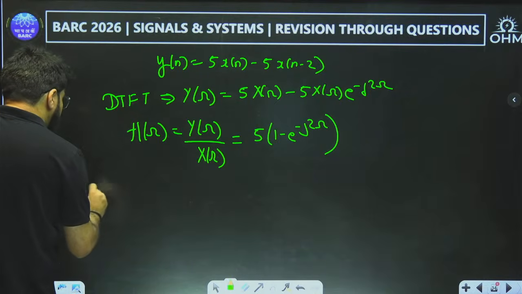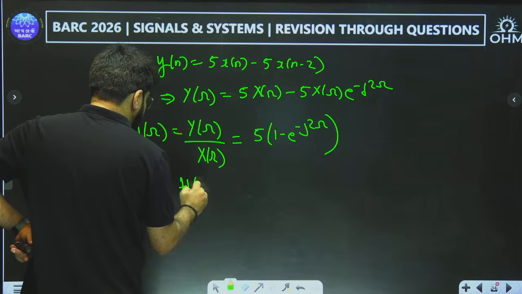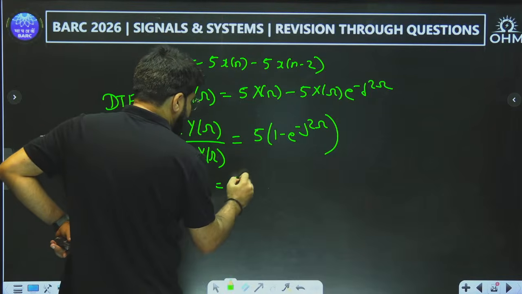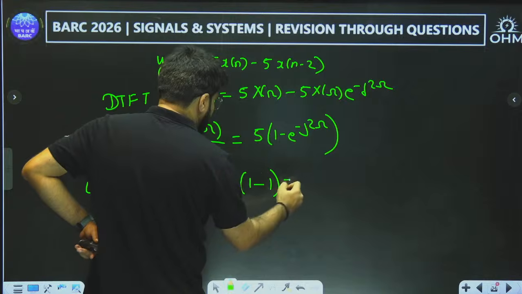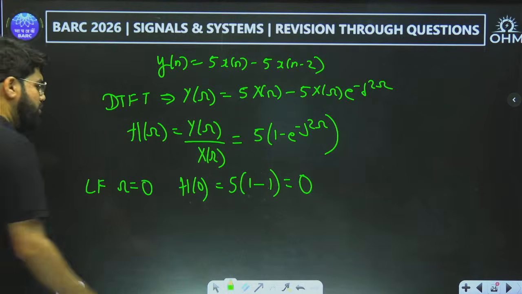Correct? Now, if I talk about low frequency, that is omega equal to 0. What is the system gain? H(0) will be 5 times 1 minus e power 0, which is 1. So 1 minus 1, 0. It cannot be a low pass filter. It is actually blocking the low frequency.